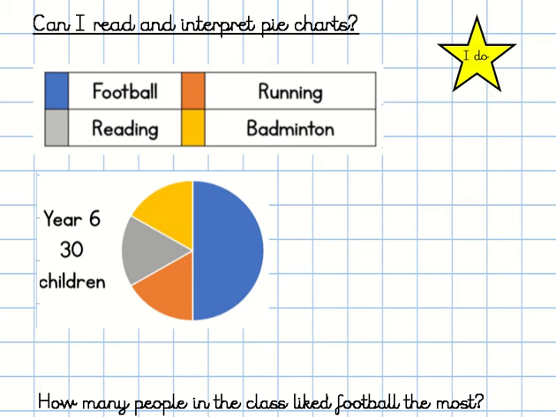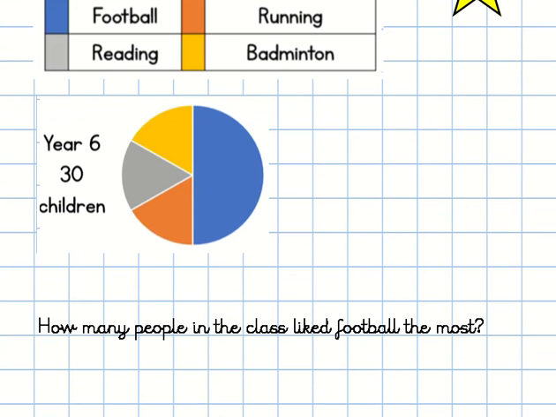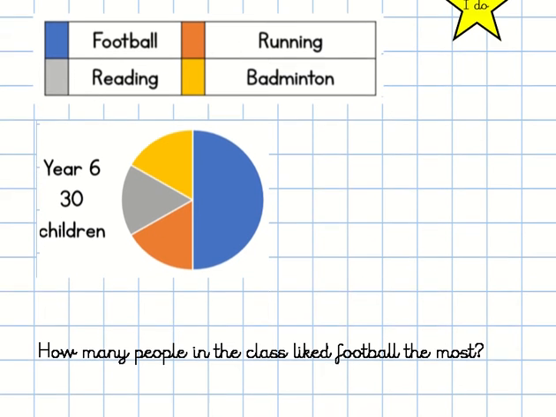And so here below you can see a pie chart. You can see that so many of the class in blue like football, which is actually half the class because it's half our pie chart. Some of the class like running, which is in orange, some of the class like reading, which is in grey, and some of the class like badminton, which is in yellow. And my first question is, how many people in the class like football the most?